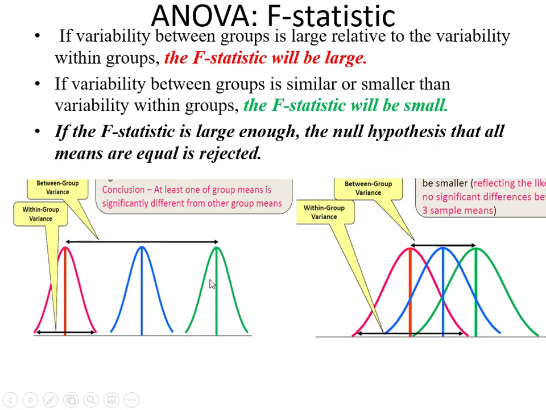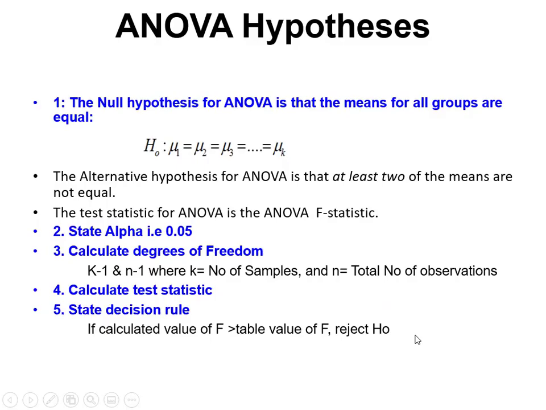In this case you will accept H naught, the null hypothesis, and you will reject the alternative hypothesis. In this case you will accept H naught, the null hypothesis, and reject the alternative hypothesis. So in ANOVA hypothesis testing, the procedure is much similar, just like we have already discussed in the hypothesis testing about mean, about difference between mean, in the F statistic and in the chi-square statistic.